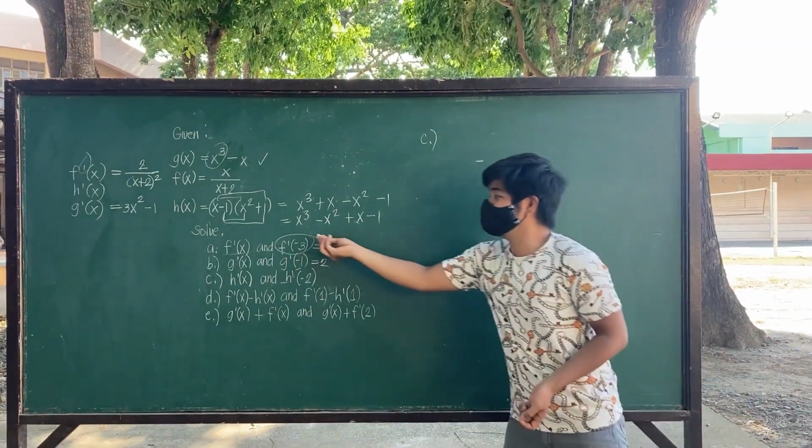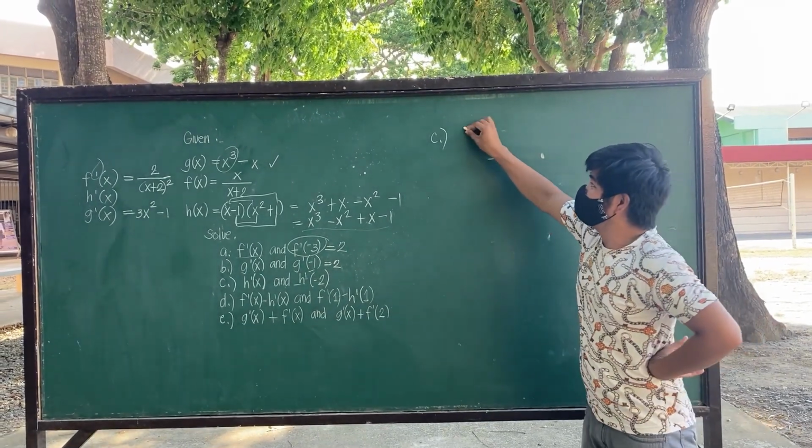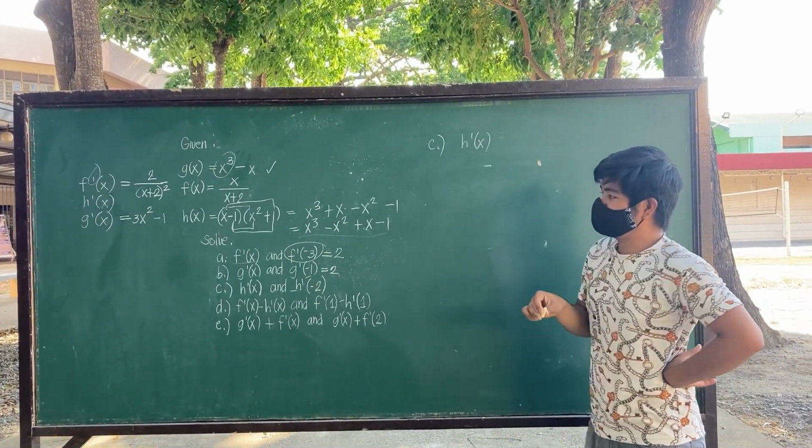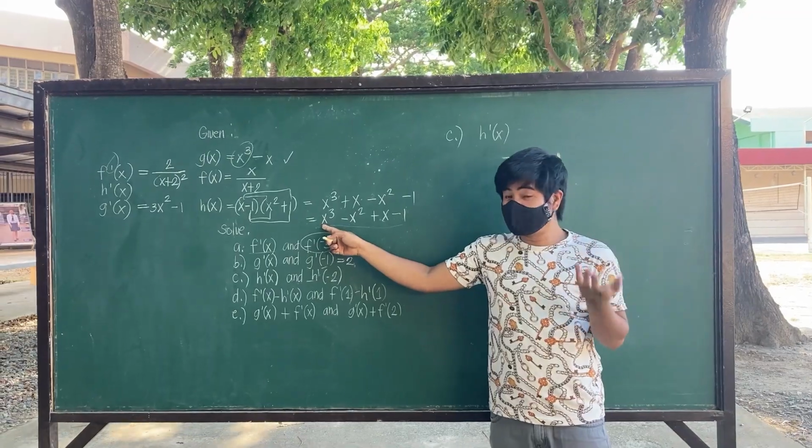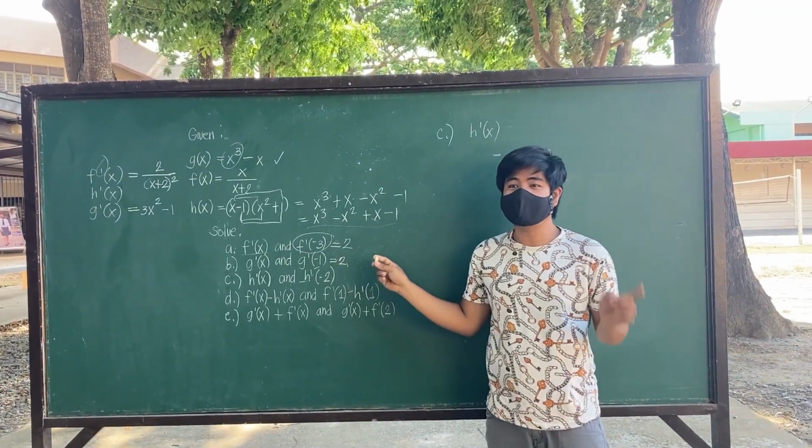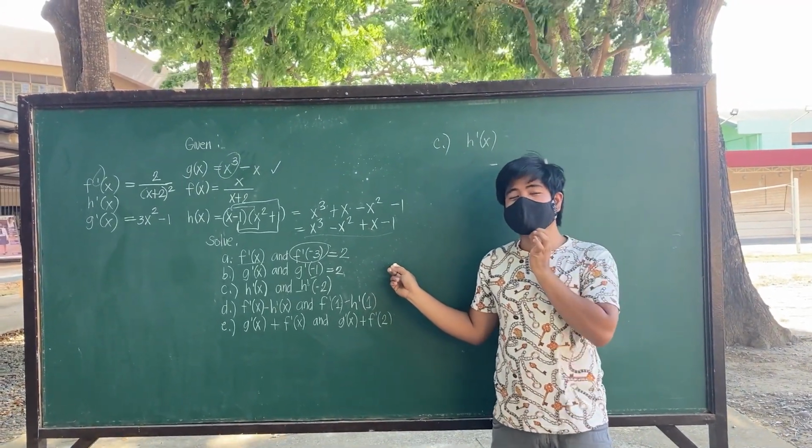We may now use this one in finding h prime of x. So from x cubed minus x squared plus x minus 1, get the derivative using the power rule.